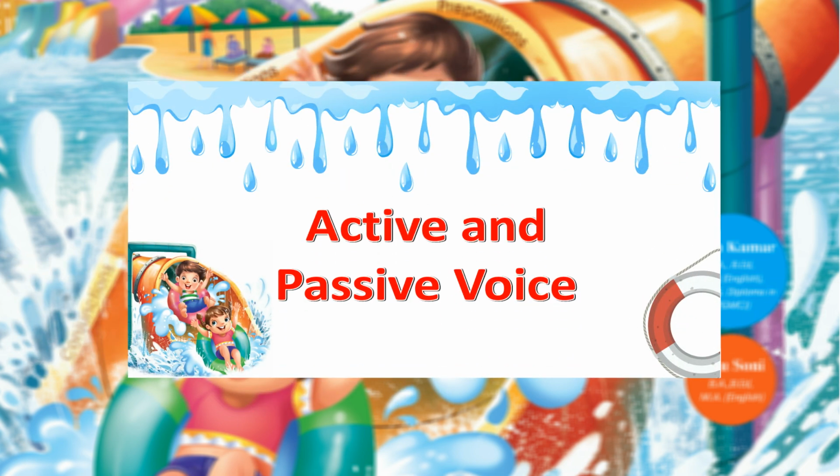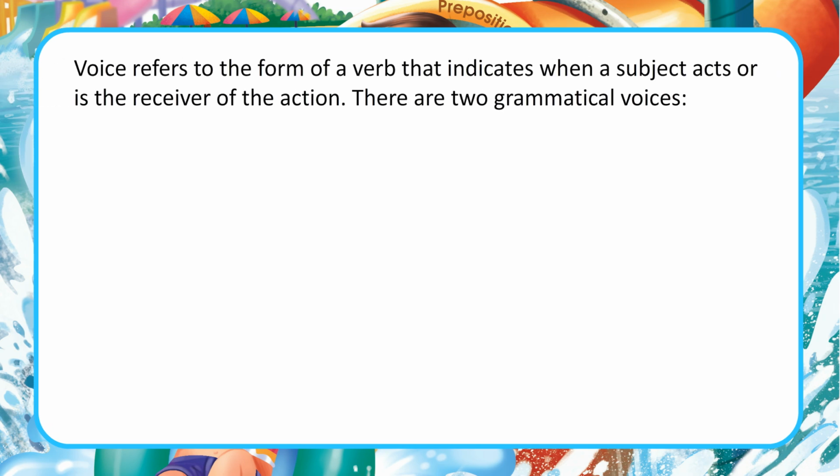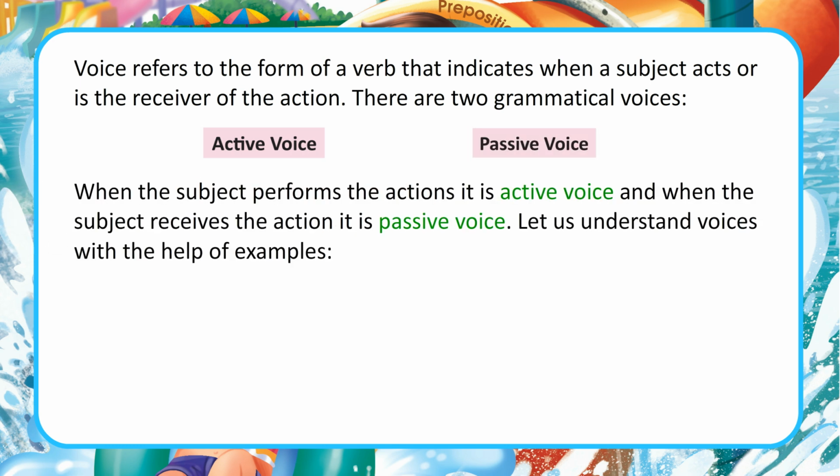Active and passive voice. Voice refers to the form of a verb that indicates when a subject acts or is the receiver of the action. There are two grammatical voices: active voice and passive voice. When the subject performs the action, it is active voice, and when the subject receives the action, it is passive voice. Let us understand voices with the help of examples.